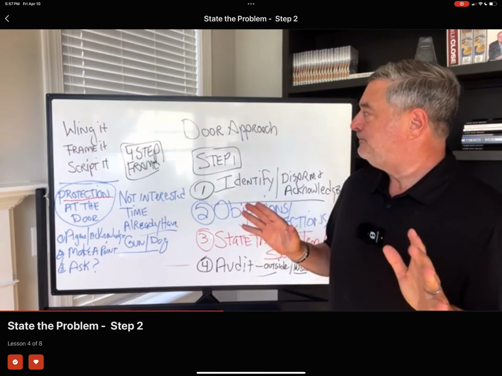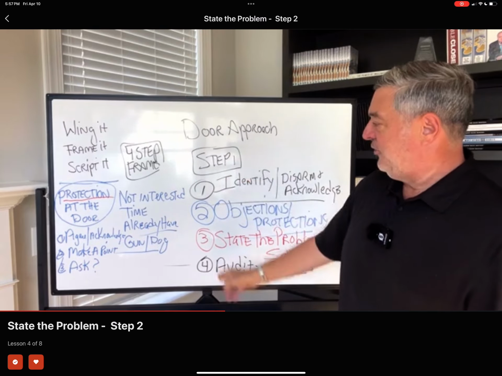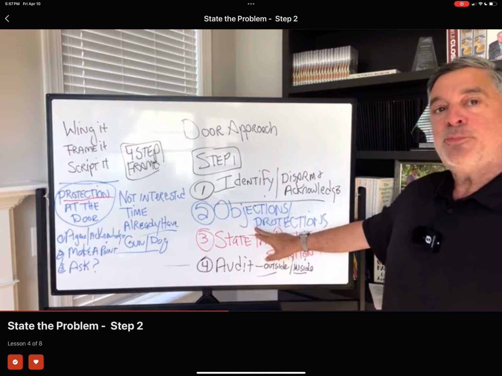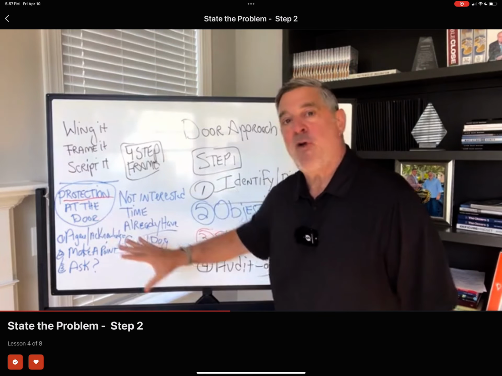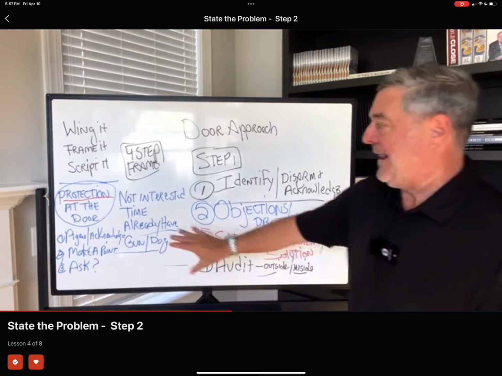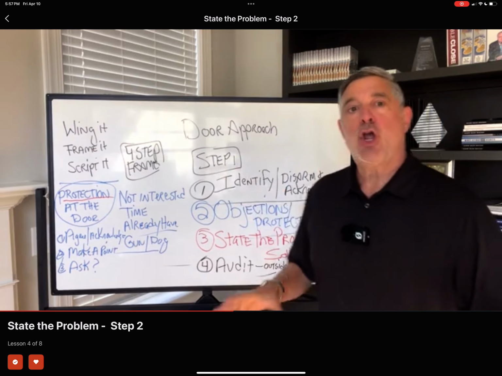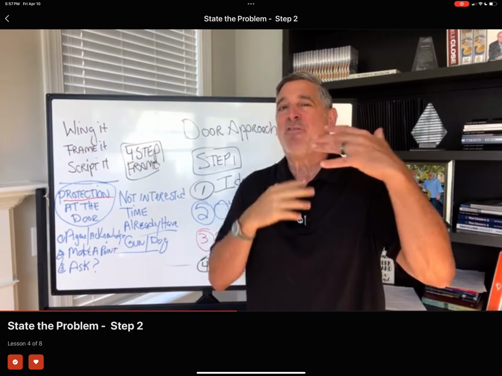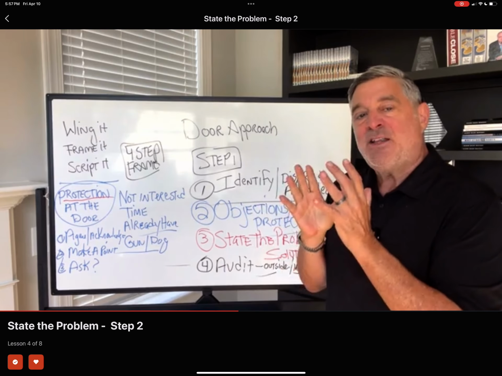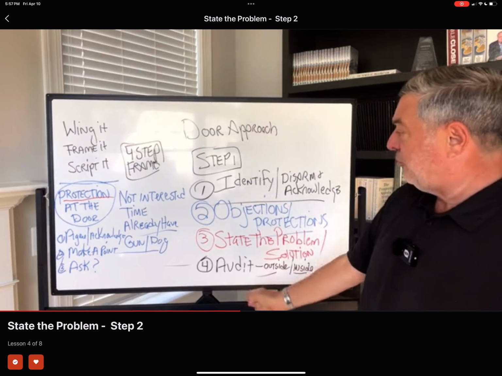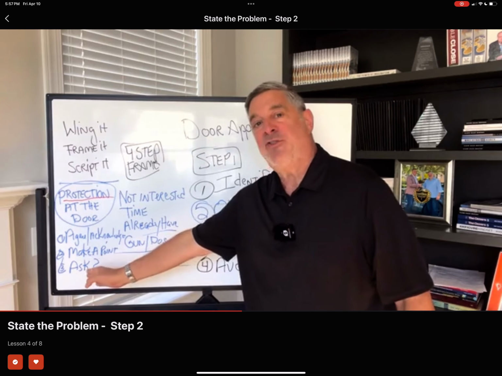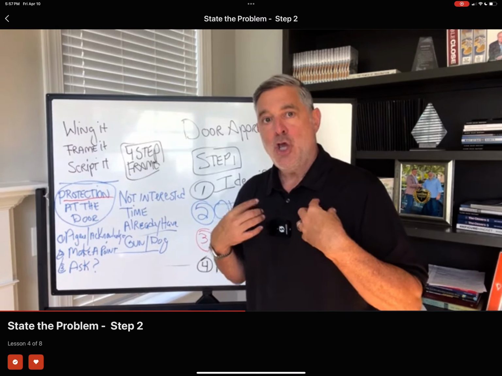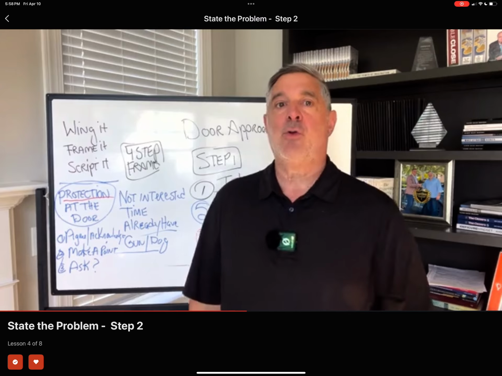So let me just review. This is the door approach. It is 4 steps. Identify, disarm, acknowledge. Number 1. Number 2, objections, protections. This leads to another framework. So understand, this is a framework, and then you got to learn another framework in the framework. Don't get confused. You really only have 2 frameworks here you're working with. Now, we have other stuff you're going to have to learn, but this at the door is the main thing. If you understand these 4 steps, and you understand when someone's trying to protect themselves, how to handle that, and it's not about you, you can literally turn this career into $250K a year.